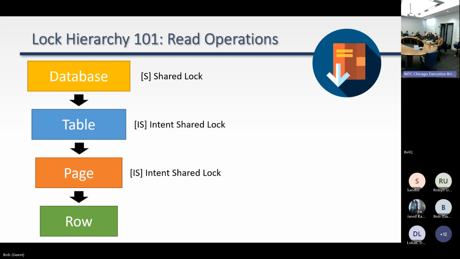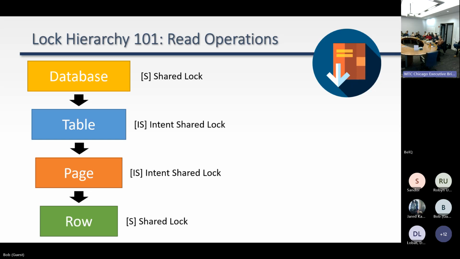You would take, at the table and page level, what's called an intent shared lock. And what that means is that there's a shared lock occurring at a lower level than this, in this case, the row. So if we're reading from a table, we're not modifying anything, we're just reading, we're taking a shared lock on the row or rows that we're reading from.